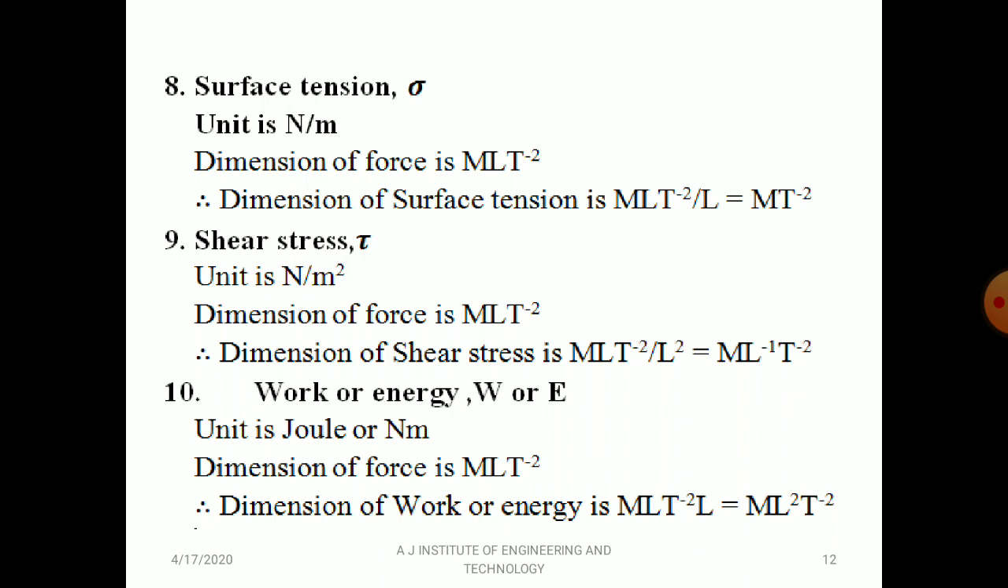The dimension of force is M into L into T to the power minus 2. So the unit of work, we are going to get it as Newton meter. So the dimension of work or energy is M into L into T to the power minus 2, and in place of meter we have to replace it by L. So M into L into T to the power minus 2 into L, that is equal to ML square T to the power minus 2. That is the dimension for work or energy.